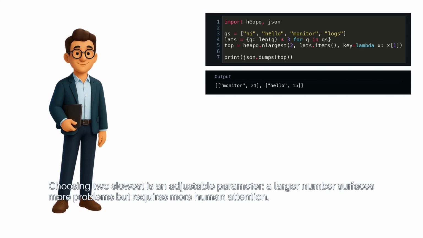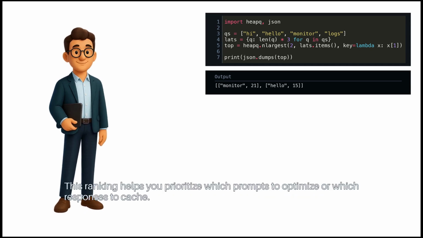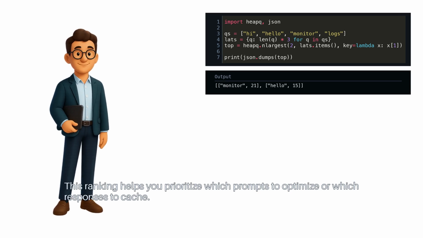A larger number surfaces more problems, but requires more human attention. A smaller selection gives a sharper signal for engineers. This ranking helps you prioritize which prompts to optimize or which responses to cache.